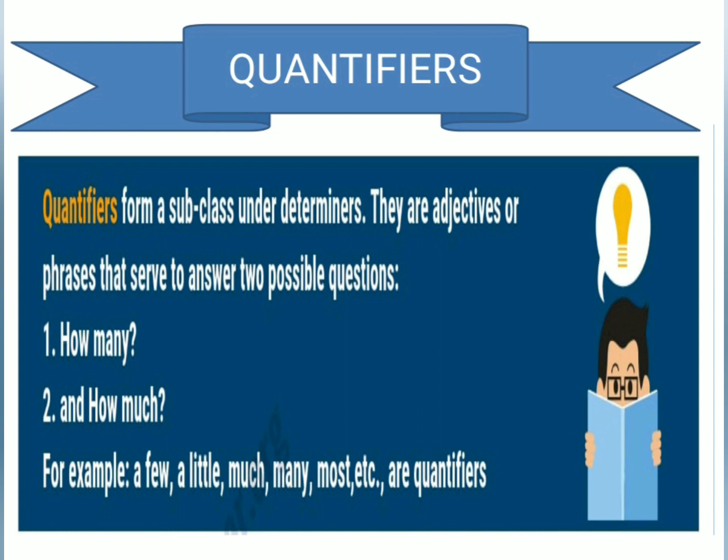The next style is the main and most important, and the most troublesome for students: quantifiers. From the name itself it is very clear that it is used for quantity. Quantifiers, as a subclass of determiners, are adjectives or phrases that answer questions like: How many are there? How much is there? Examples are few, little, much, most, etc.